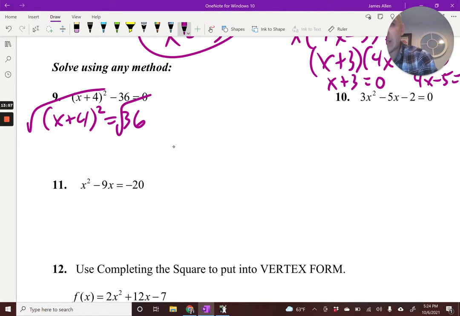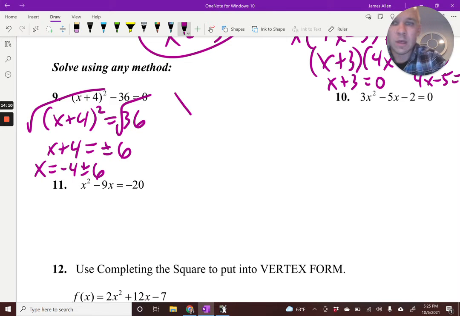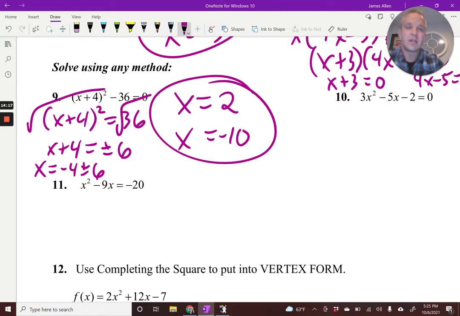If I square root on both sides, I'm going to get x plus 4 equals plus or minus 6. So now I have x equals -4 plus or minus 6. So let's do them one at a time. I'm going to have -4 plus 6 equals 2, and -4 minus 6 equals -10. I'm done. That was awesome.